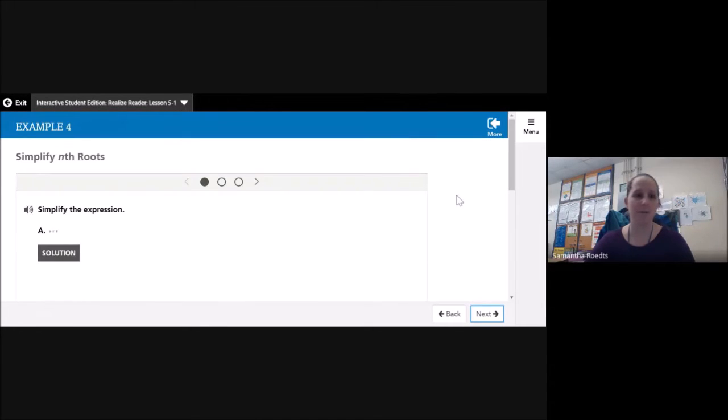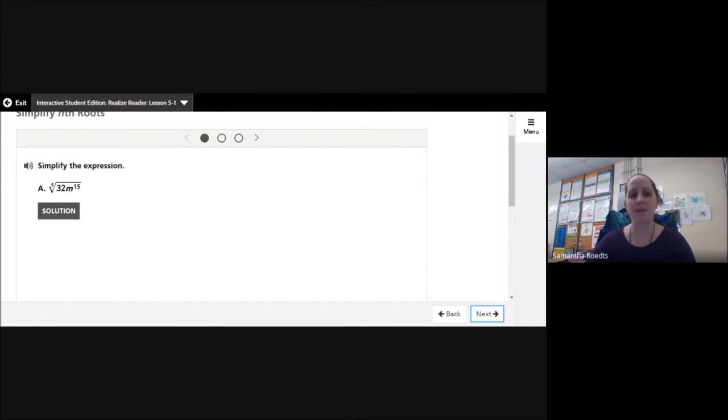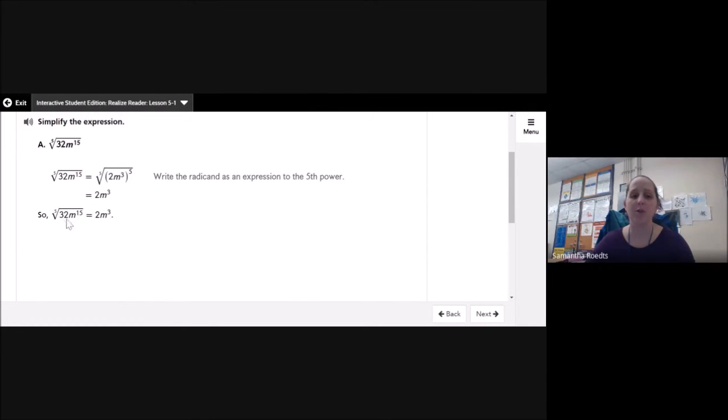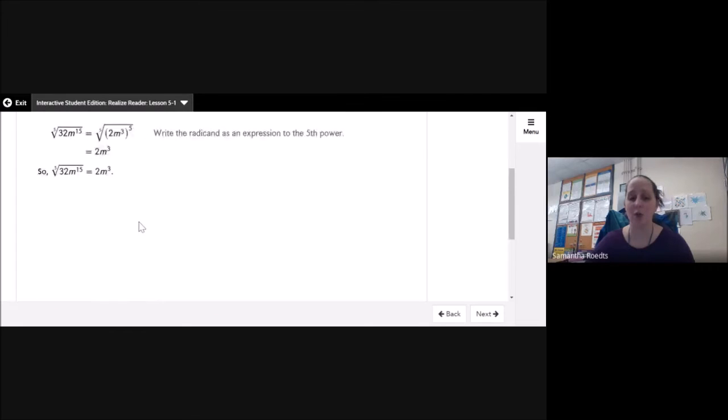All right, example 4, simplify nth roots. I simplify the expression, the fifth root of 32m to the 15. All right, so I write the radicand as an expression to the 5th power. So I know that 32m to the 15 can become 2 to the 5th, which is 32, and m cubed to the 5th becomes m to the 15. So 5 and 5, they cancel each other out, so I'm left with what's underneath the radical, which is 2m cubed. So the fifth root of 32m to the 15th equals 2m cubed.